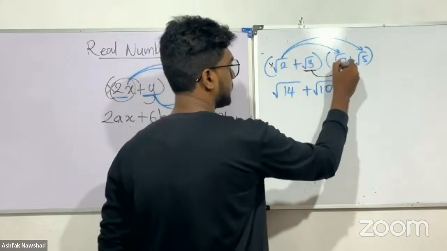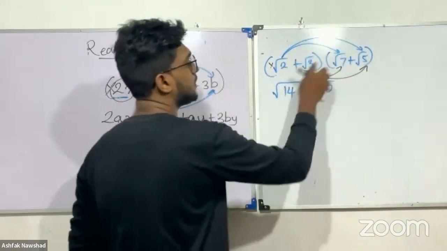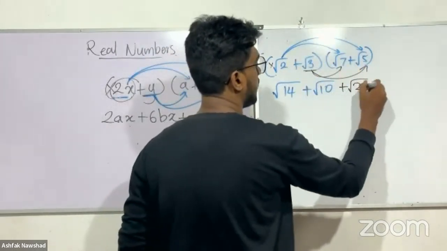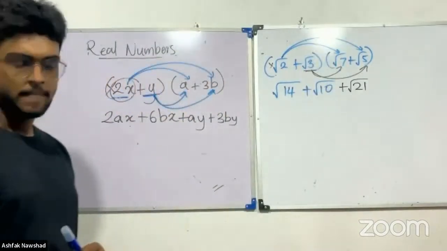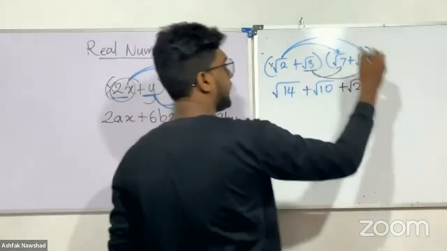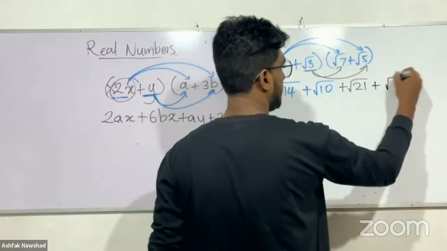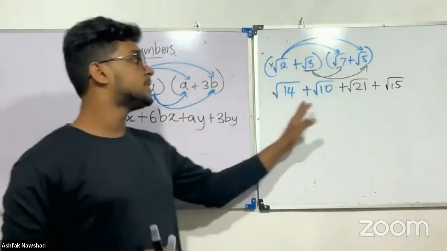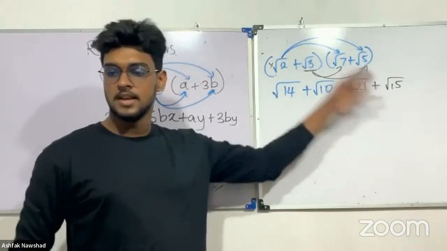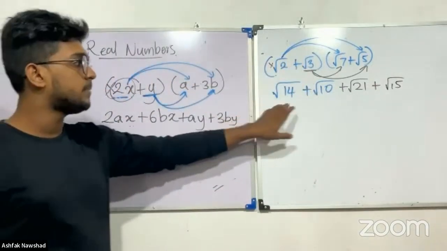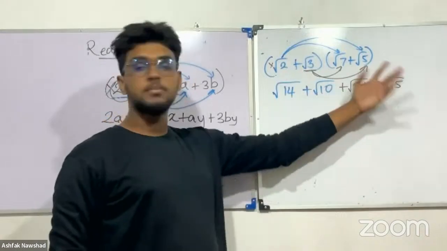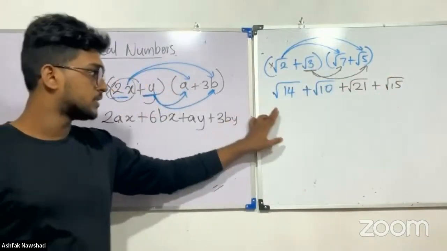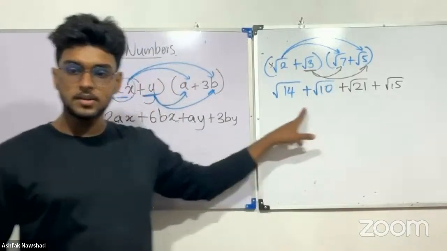Now from root 3. Root 3 times root 7 is root 21. Root 3 times root 5 is root 15. So we cannot further simplify because none of them are entire surds. Everything is a surd. We cannot further simplify these and take square numbers out. So this is the final answer. Is this understood?